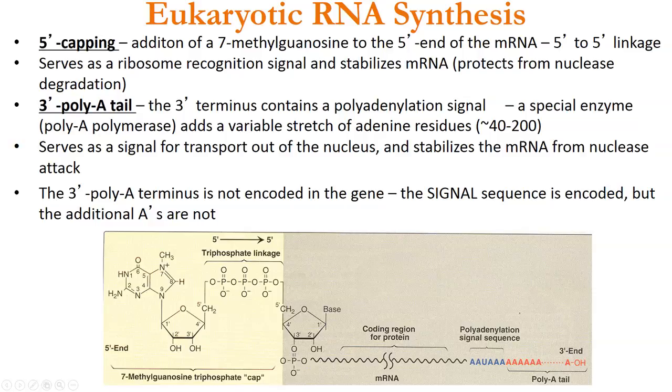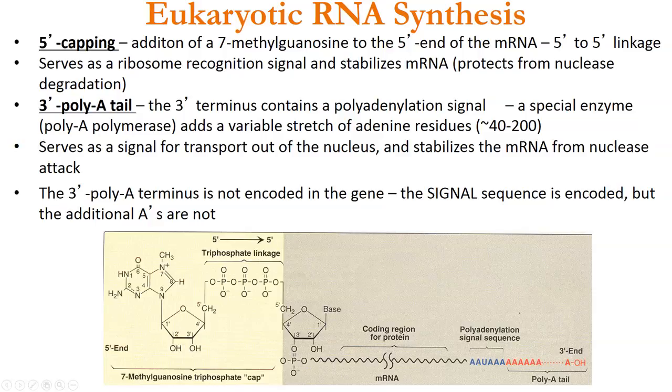You also have the poly A tail. One thing to recognize about the poly A tail is that it is not encoded in the gene. It's added post-transcriptionally to messenger RNAs. A poly A polymerase comes in and adds the A's at the end, and it can add a variable amount of those. It can make it longer or shorter, which can be important.